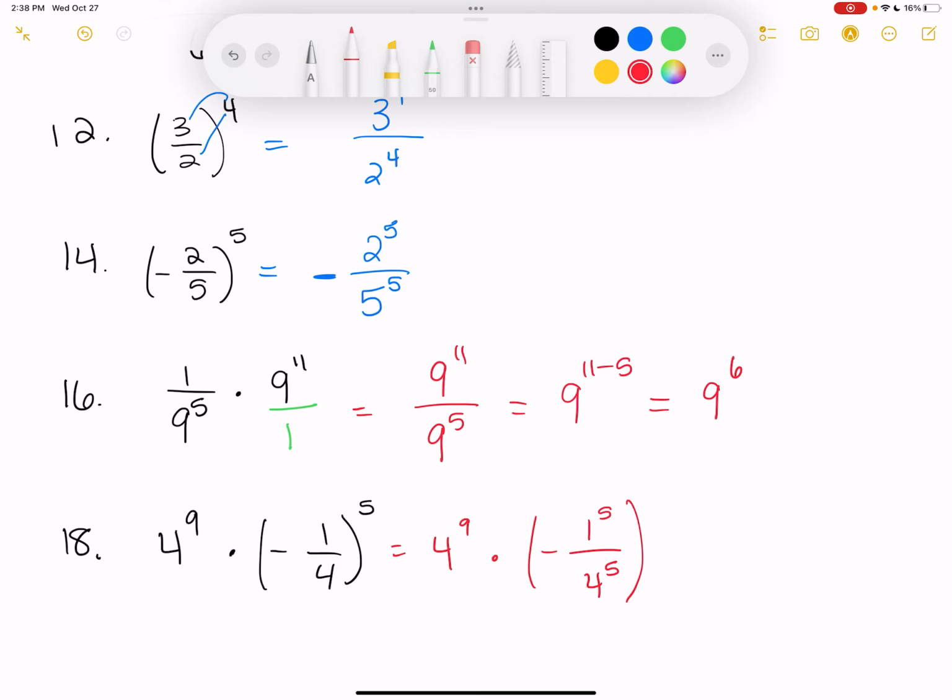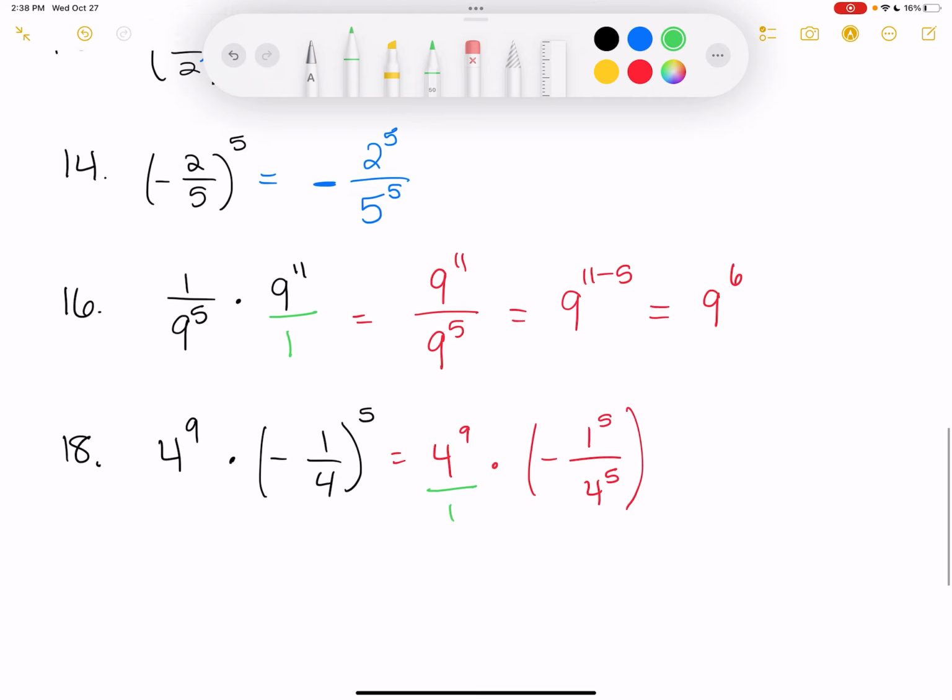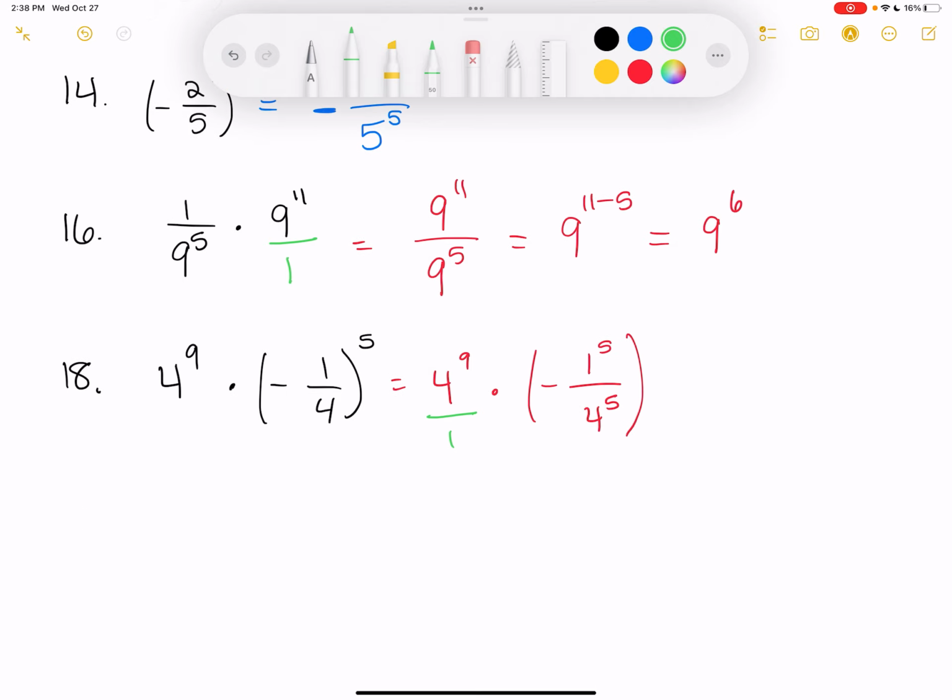So now, remember, this one is technically like this, just to help you think about it. So what do I need to do now? You can't add 9 to both of them. They don't have the same base. Remember, 1 to the 5th is just 1. 1 to any power is just 1.